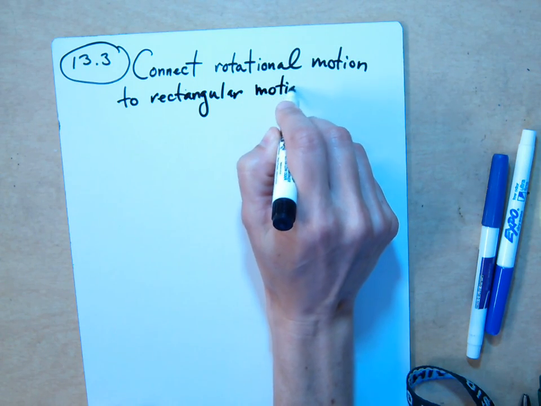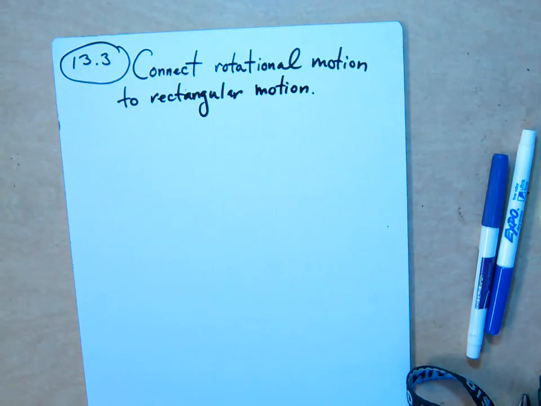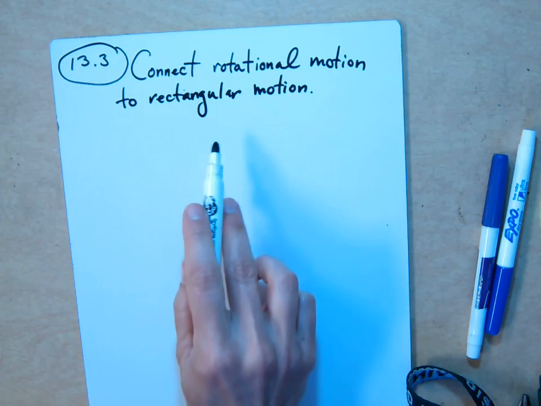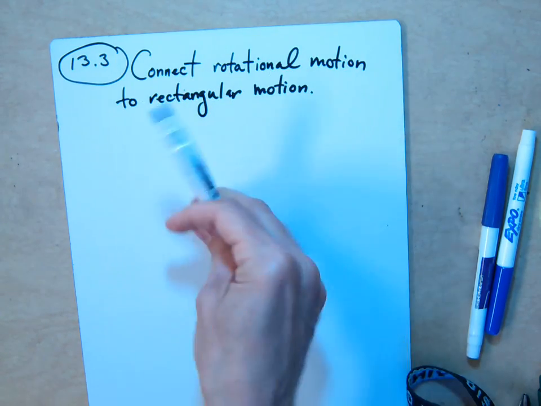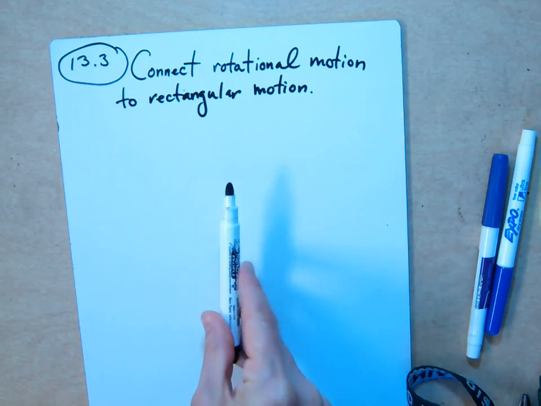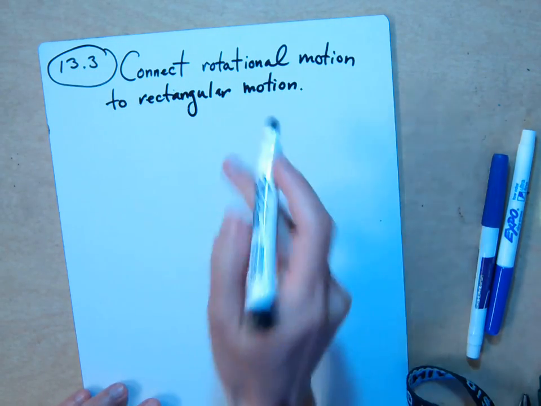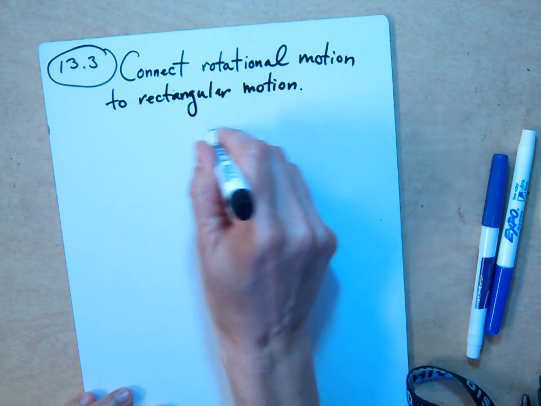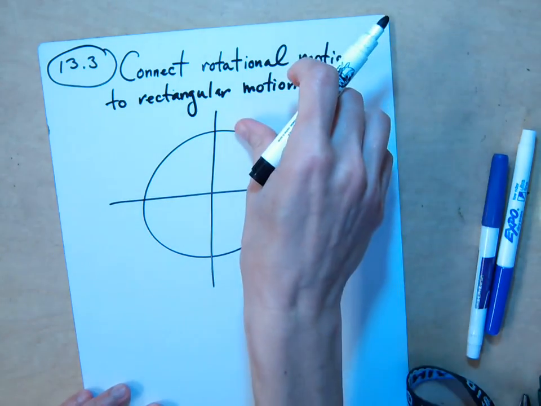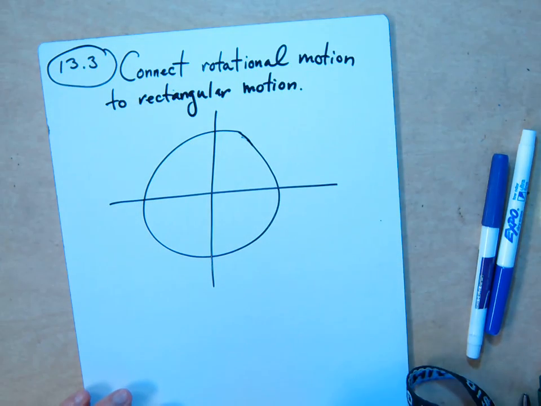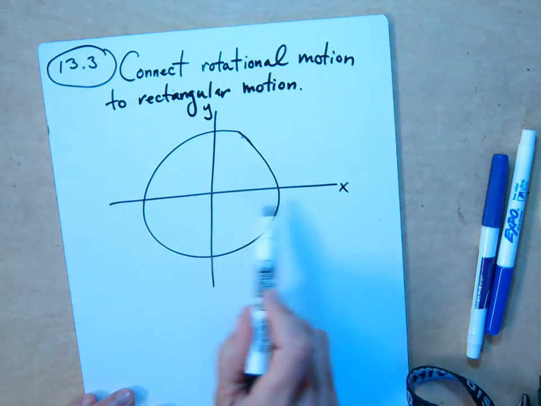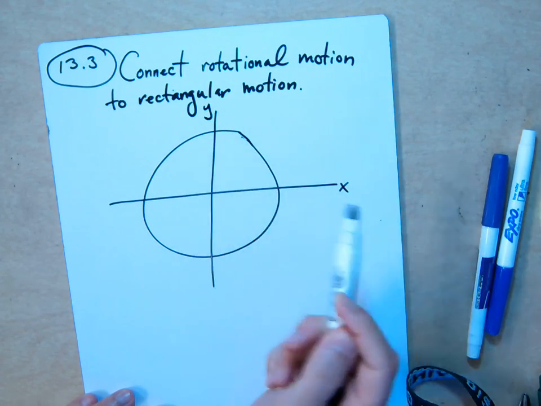Rectangular motion is what you're used to when you have an ordered pair x, y. X tells you how far right or left, and y tells you how far up or down. But we want to connect this idea of rotating around a circle to moving right, left, up, down. So this is the picture that does that. We're going to draw a big circle. These are the kind of pictures you're going to need to draw for your problems. This represents the XY axis, where we can move right, left, up, down, and the circle represents rotation.